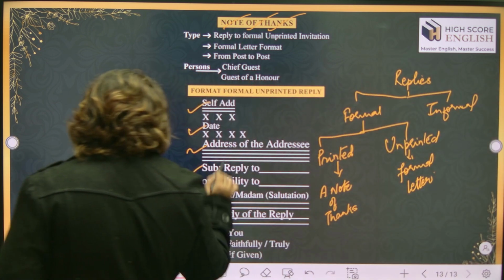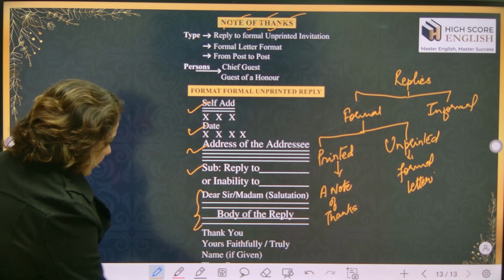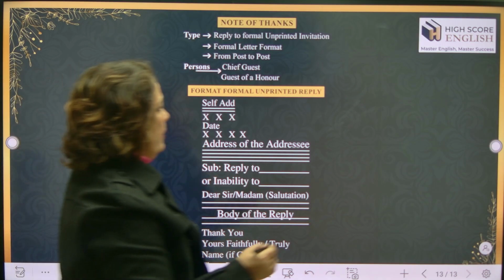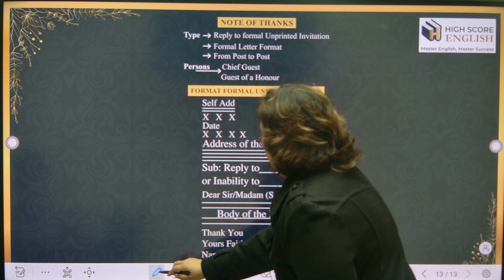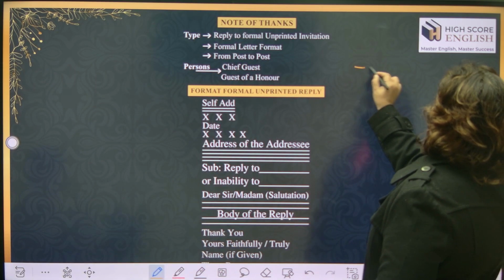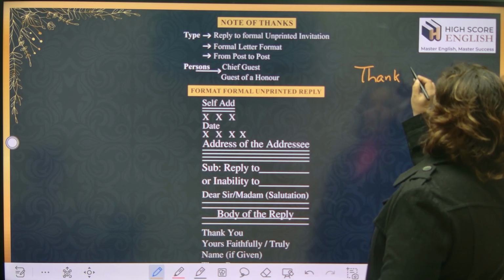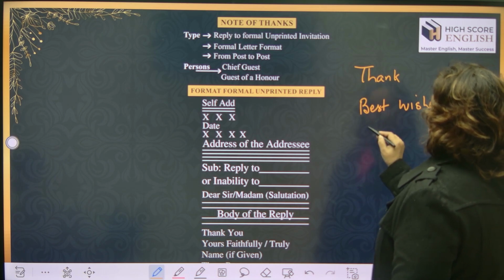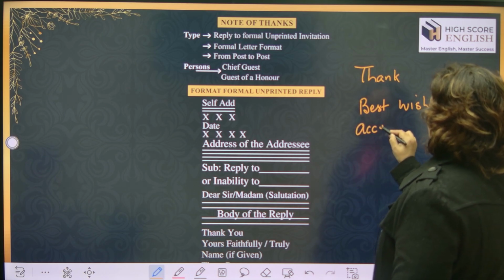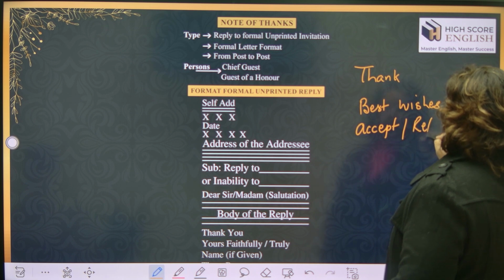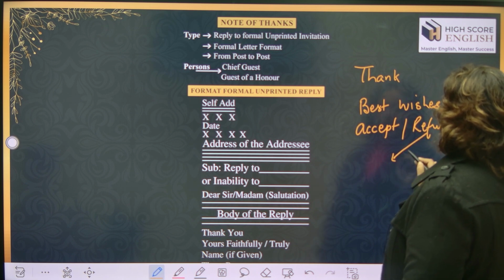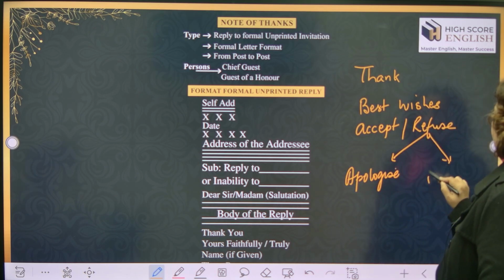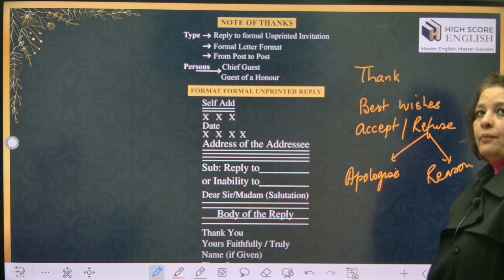Now I will discuss this language. Okay, as I told you earlier that whenever we have to give a reply, I'll write again. The more I'll write, the more you're going to remember. Thank, one thing. Best wishes, second thing. Either you accept or refuse. Fine. If you are refusing, apologize. And you will give a reason, right?